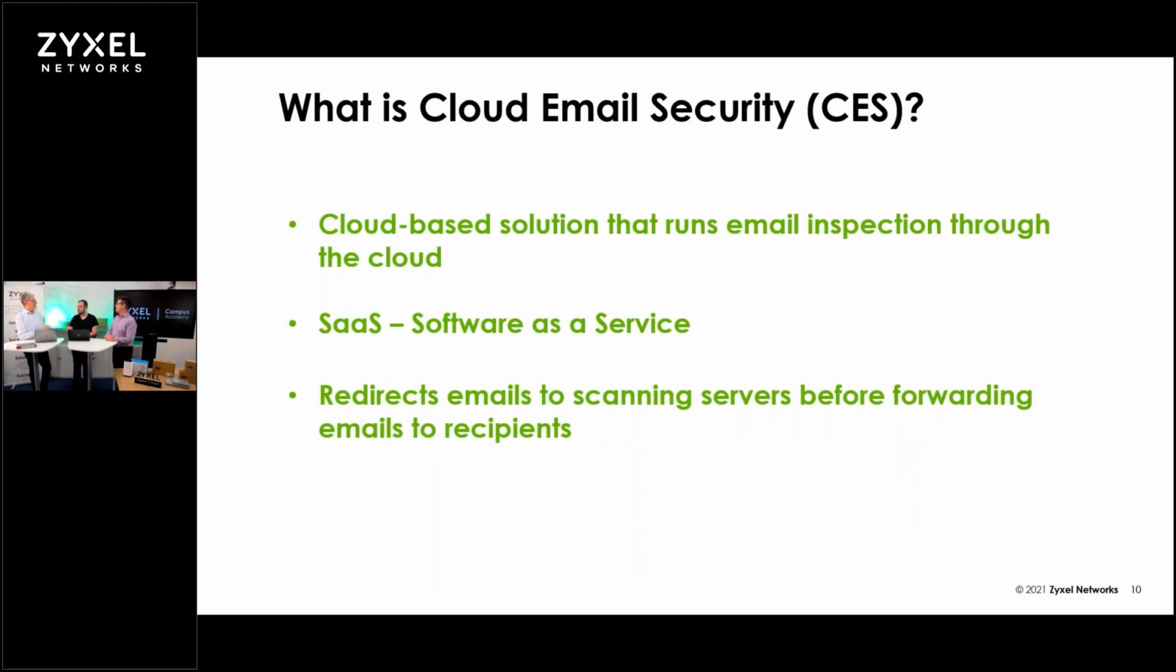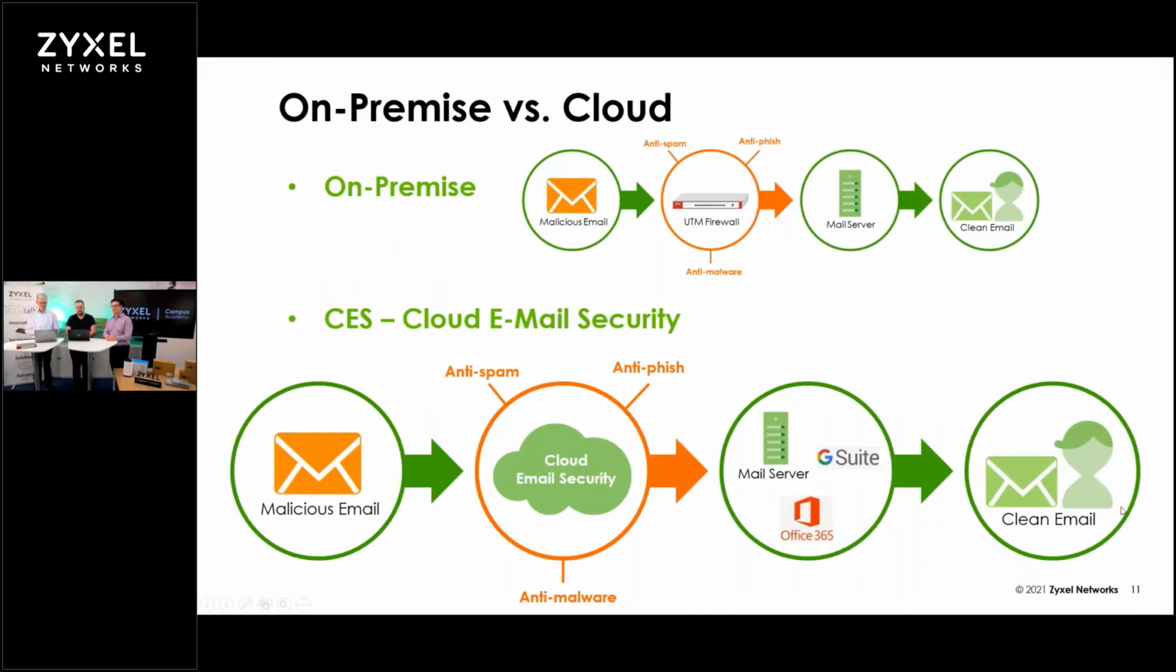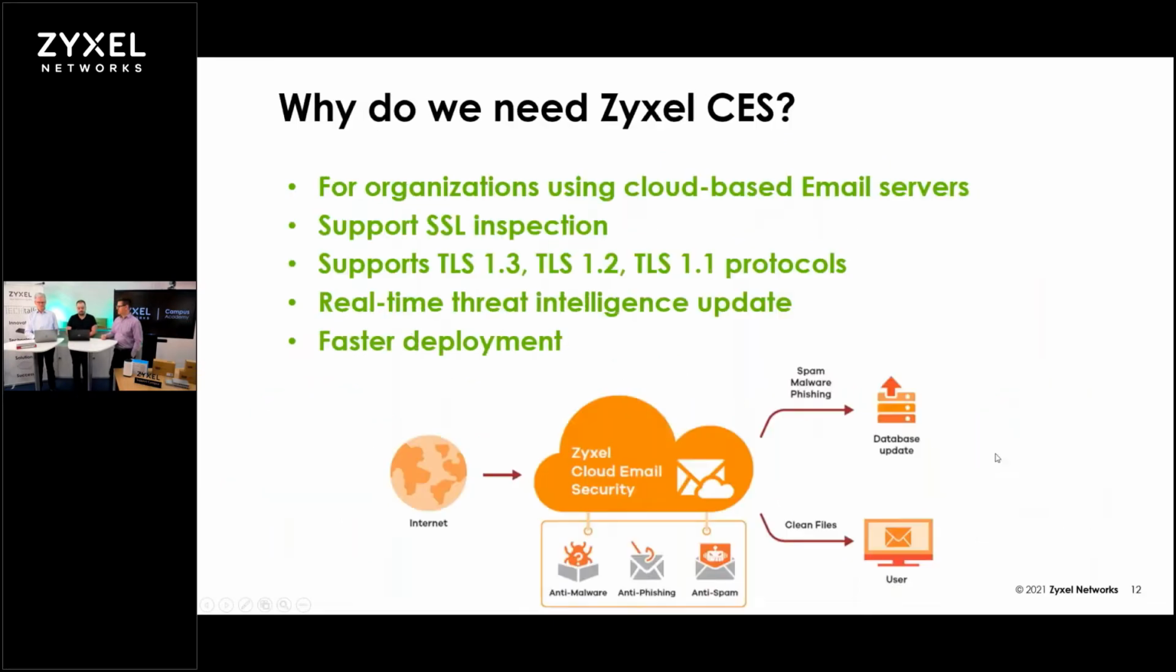Tobias, can you give us a bit more details on this Cloud Email Security? Sure. So Cloud Email Security has no need for hardware. On premise previously you needed a UTM firewall in between to check all the services. Now you have this combined into the cloud, connected to your different third-party email server, and it's a more easy system now. It's now linked together with the SSL inspection feature. It also supports real-time intelligence updates, and you can deploy it much faster as you just need to modify the MX record.